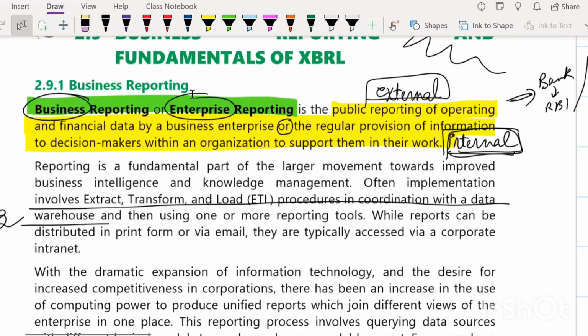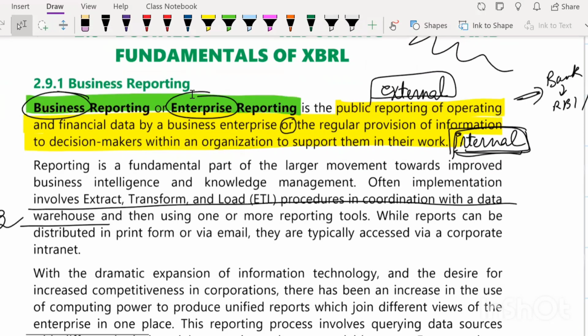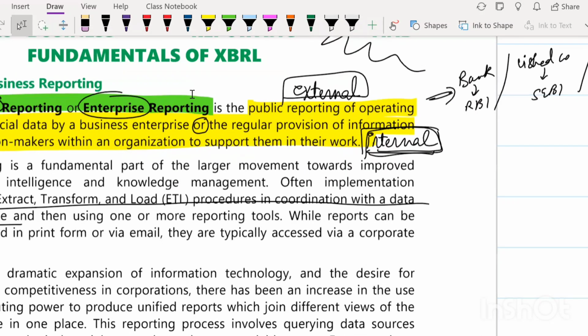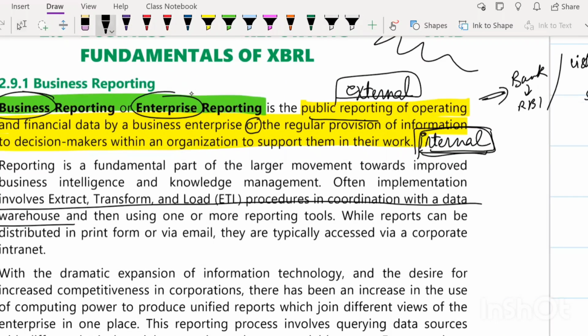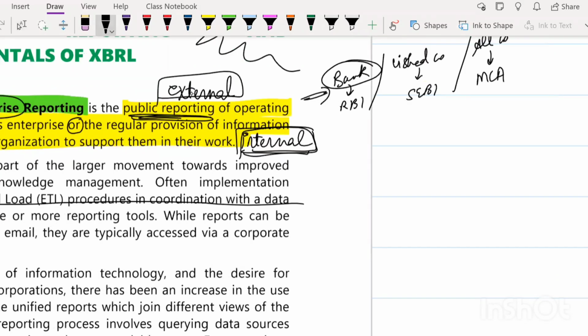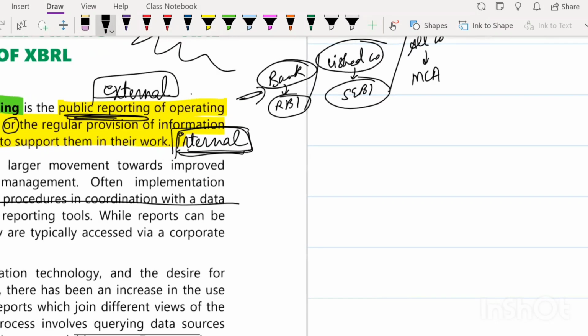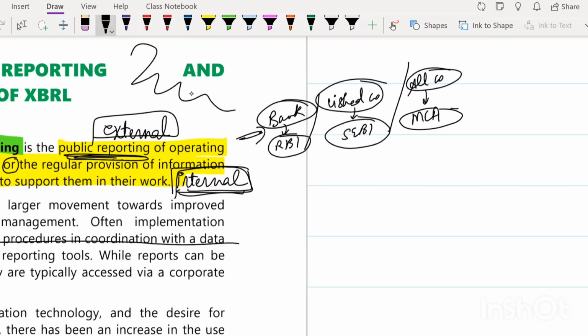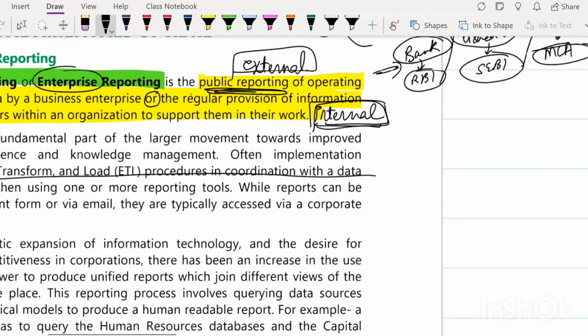So what I was saying is there are two types of reporting that can happen. One is external reporting and the other one is internal reporting. External reporting is the public reporting that you do. For example, the banks will have to report to RBI. The listed companies will have to report to SEBI. All the companies that are usually there have to report to Ministry of Corporate Affairs.